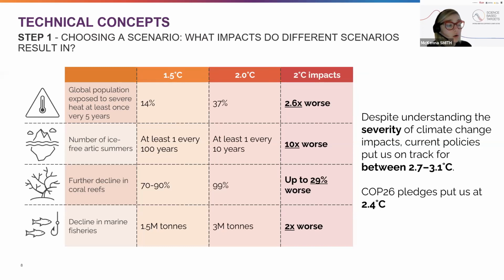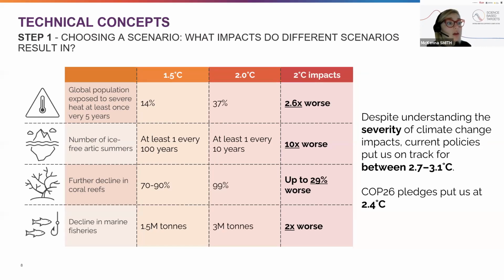There's further decline in our coral reefs. Again, with the 2C impact here, we're looking at up to 29% worse. However, with 1.5C, we are still expecting the potential of 70 to 90% decline. Finally, the decline in marine fisheries is 2 times worse for companies aligning with a 2C pathway rather than a 1.5C pathway.